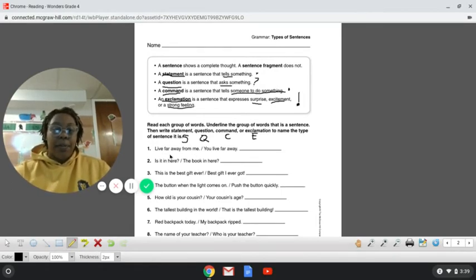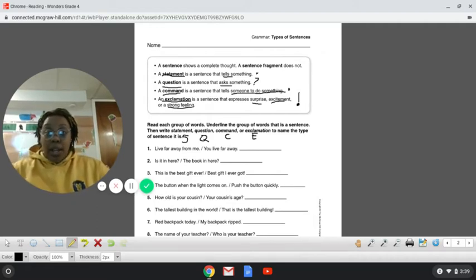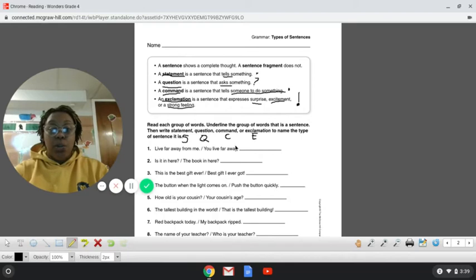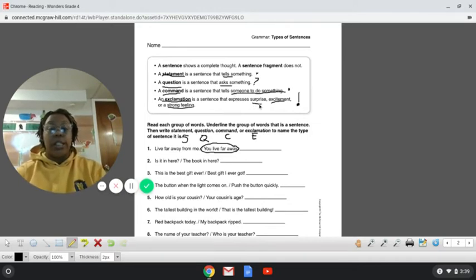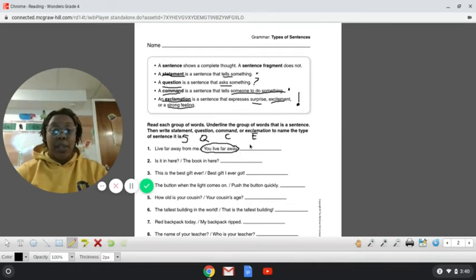So, number one: "live far away from me," "you live far away." My complete thought or complete sentence would be, you live far away. It has a subject and a predicate of the sentence. It's telling me who and it's telling me what. So, you live far away. Are they telling me something? Are they asking me something? Are they telling someone to do something? Or are they showing surprise or excitement? For number one, they are telling me something. So that is a statement. They are telling you that you live far away.